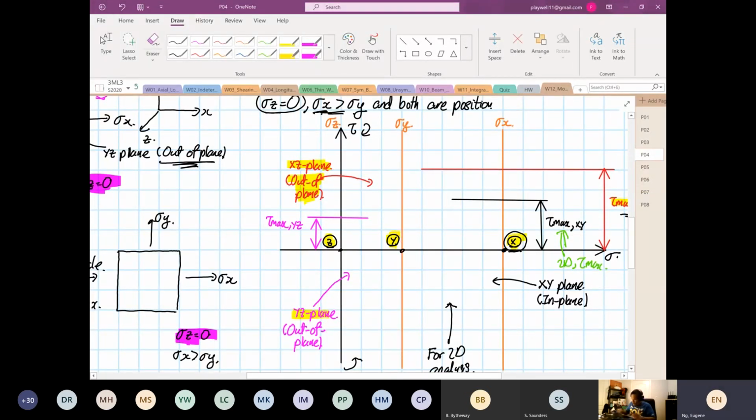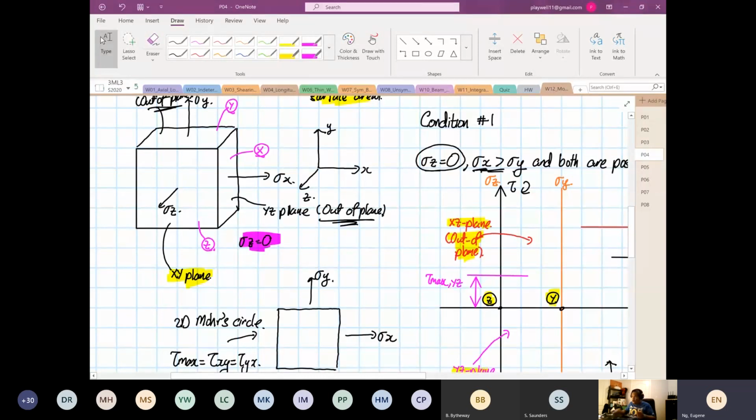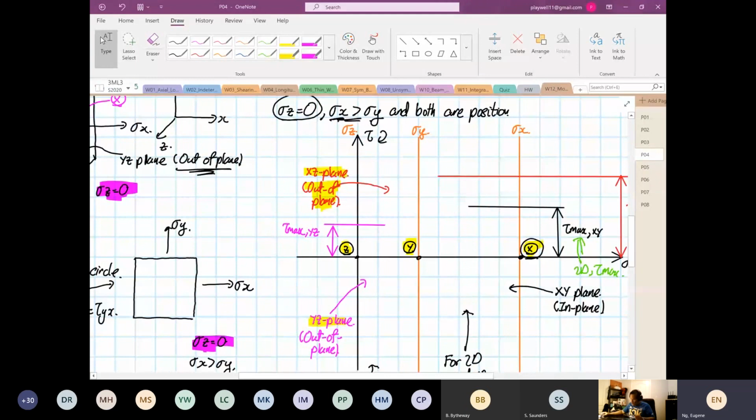So you will have your x, y, and z, and if you look at this element down here, the shear stresses are all 0. The first circle that you draw is your xy. So you draw your xy. This is your first circle.